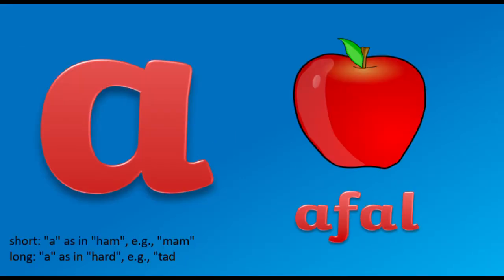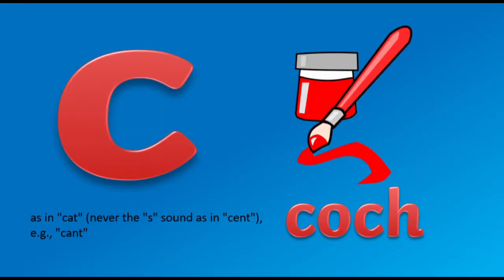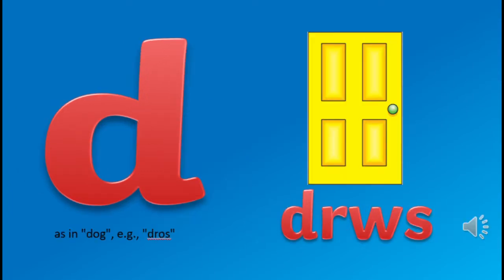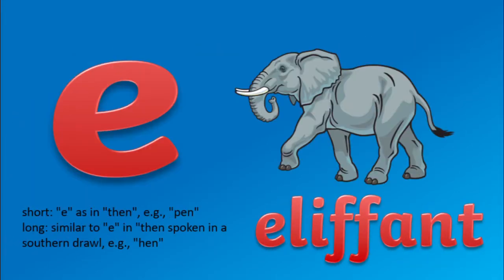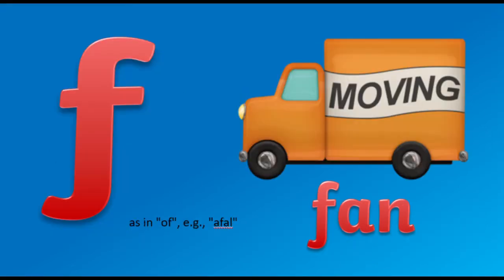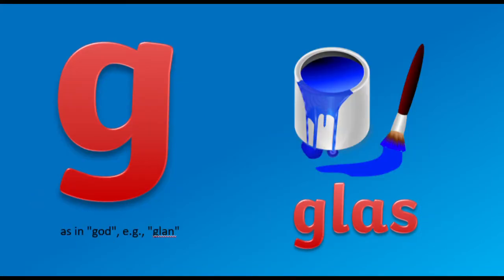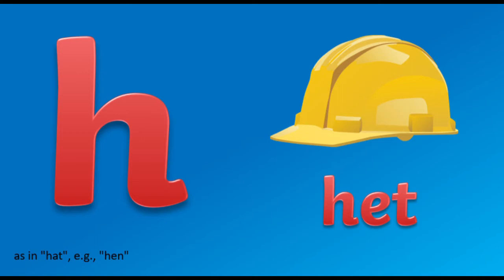Y Wyddor, the alphabet. A, affal. B, bola. C, coch. Ch, chwech. D, drws. Dd, bwrdd. E, elephant. V, van. F, ffenest. G, glass. N, bang. H, het.